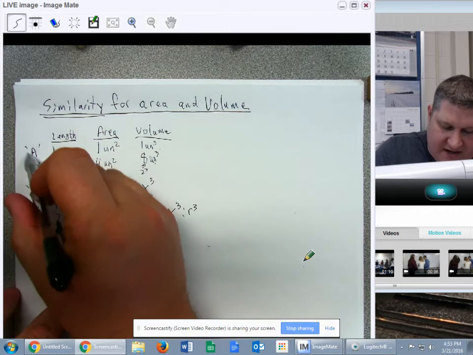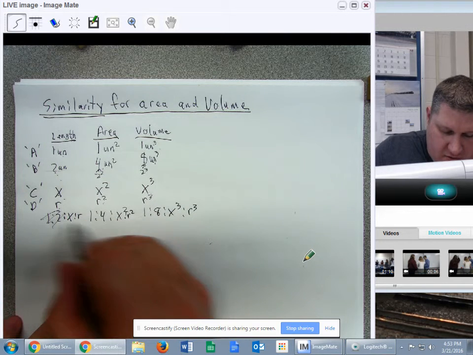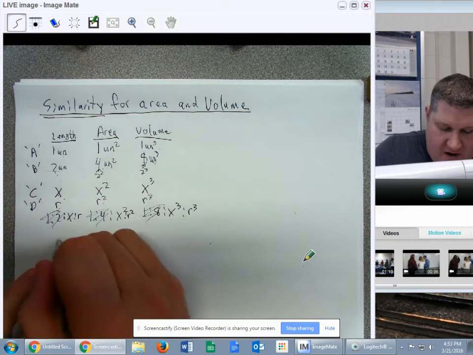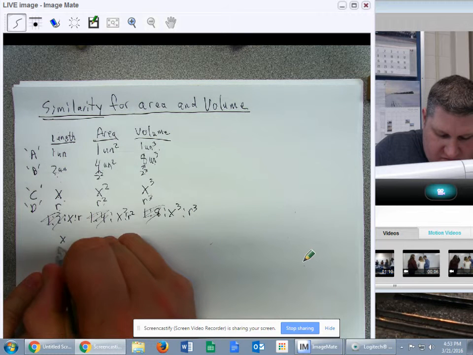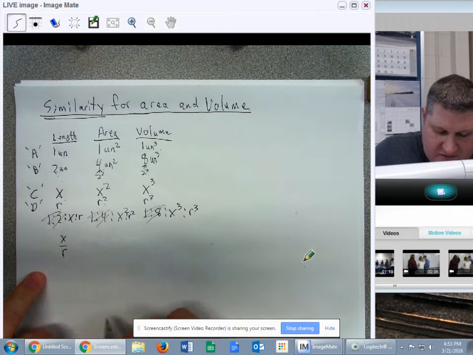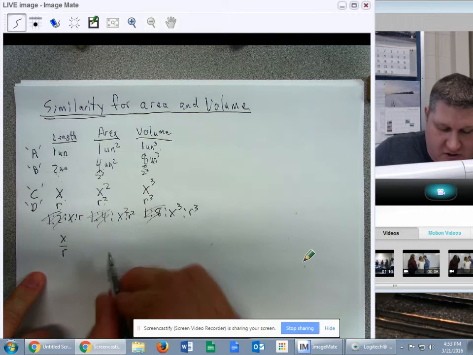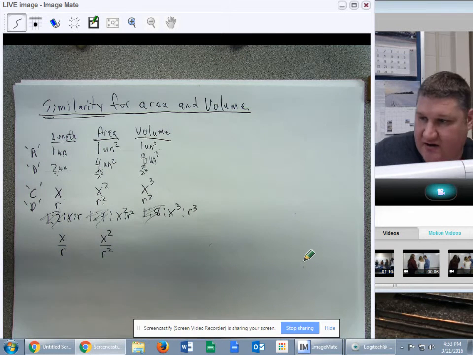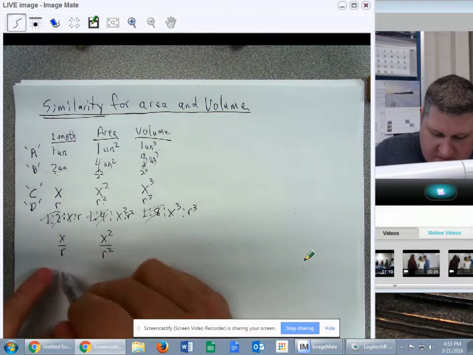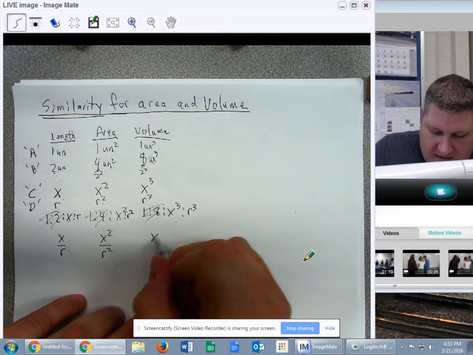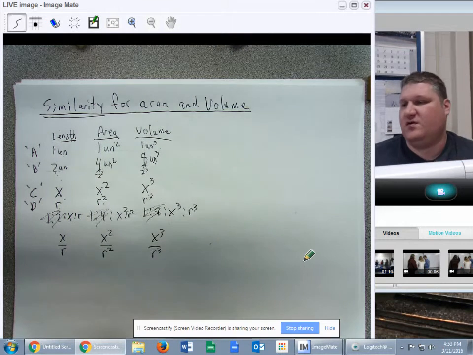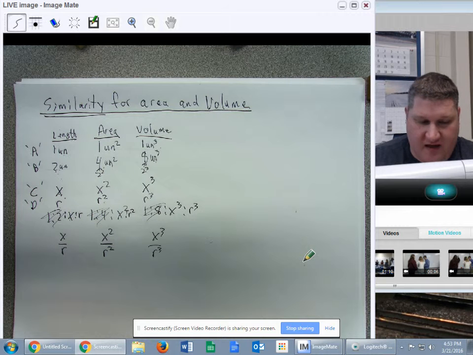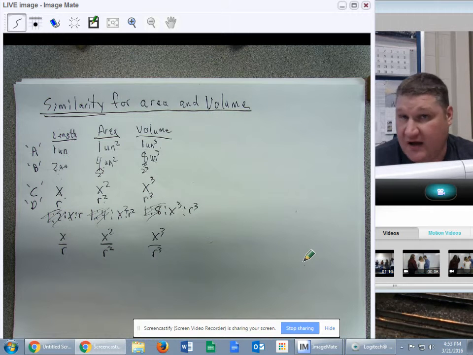But if I subtract off the A and the B, I no longer need them. What I end up with is a rule. That rule says for the lengths of two similar figures, x to r is the ratio. But for area, x squared to r squared is the ratio of their areas. And then x cubed to r cubed is going to be the ratio of their volumes. And it's going to work that way every single time.